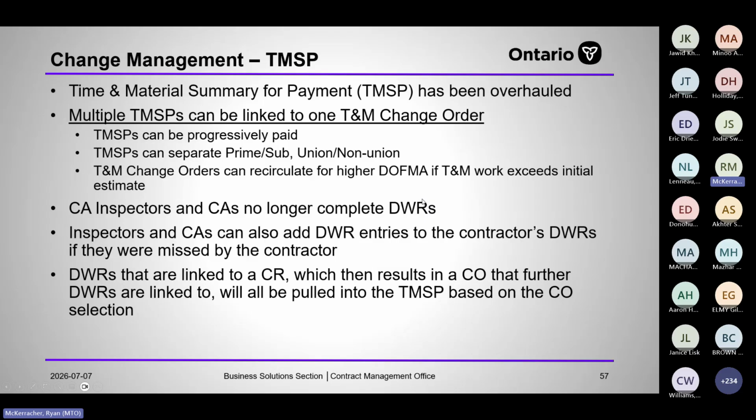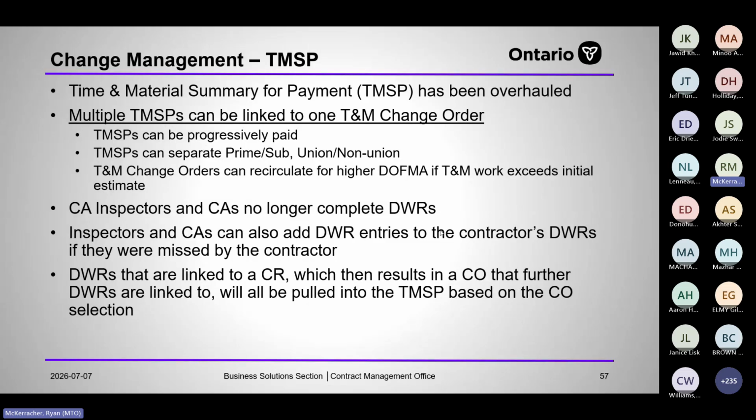So if the CA circulates the initiation with your estimate for T&M work, and then all of a sudden you hit that ceiling and you realize, oh, the TMSPs are calculating higher than the DOFMA that I have, it won't let you issue the price agreement with the finished linked TMSPs until you've recirculated the change order for DOFMA. So you can recirculate it higher, get more permission that way.